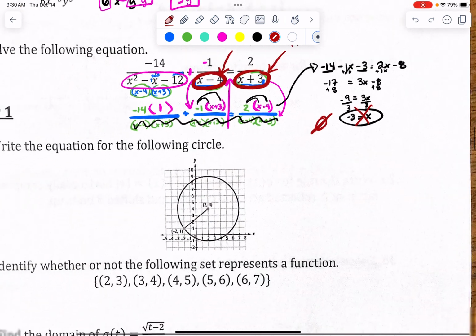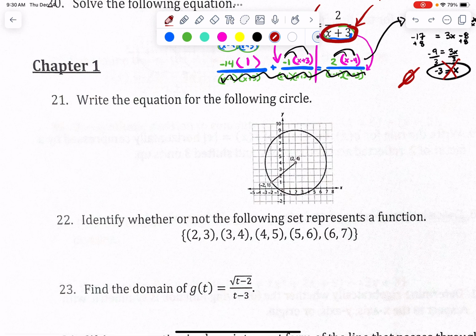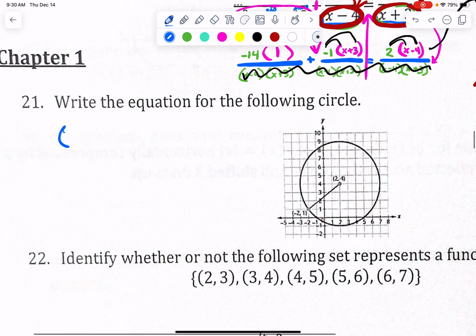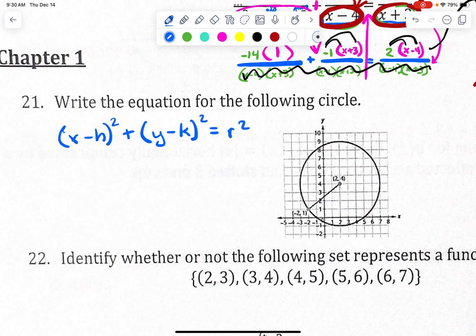Okay? All right. Write the equation of the following circle. We really struggled with circle equations. Here's the equation for a circle: x minus h squared plus y minus k squared equals r squared. Your center of your circle is (h, k), and the radius is r.